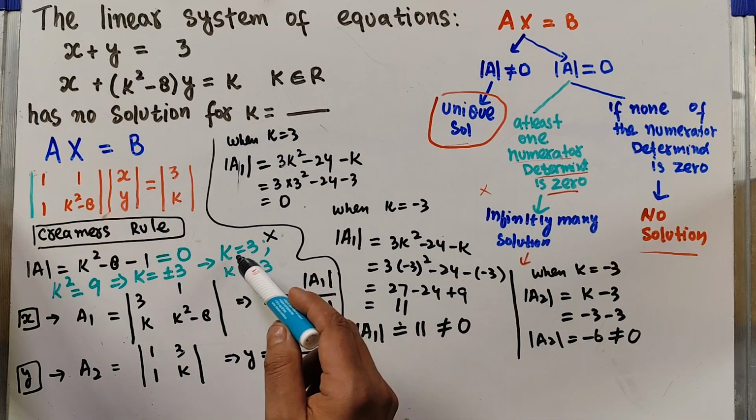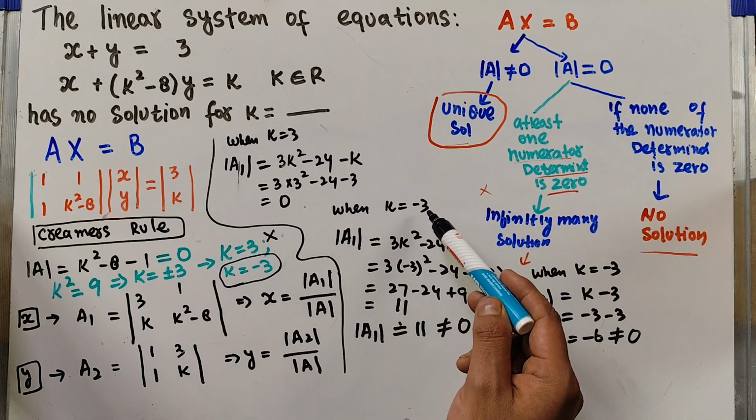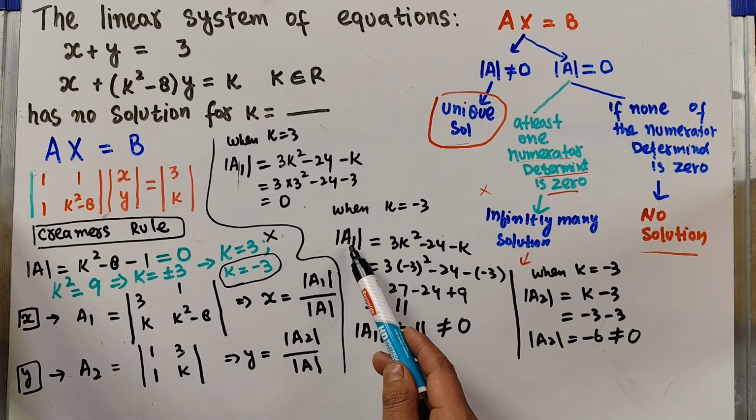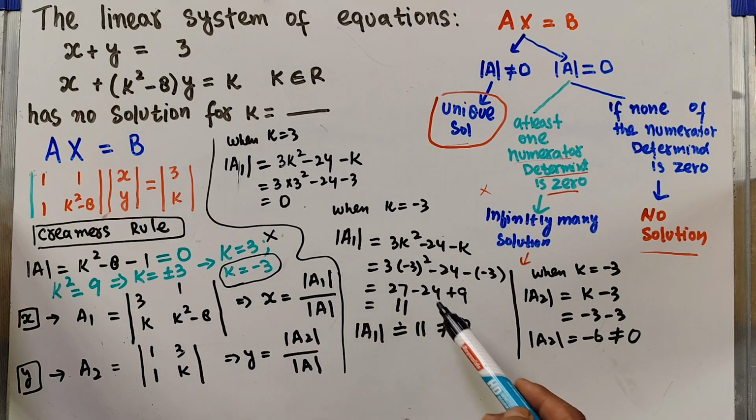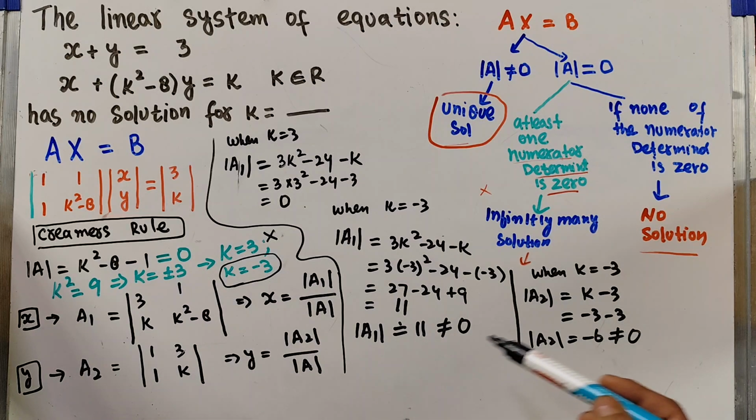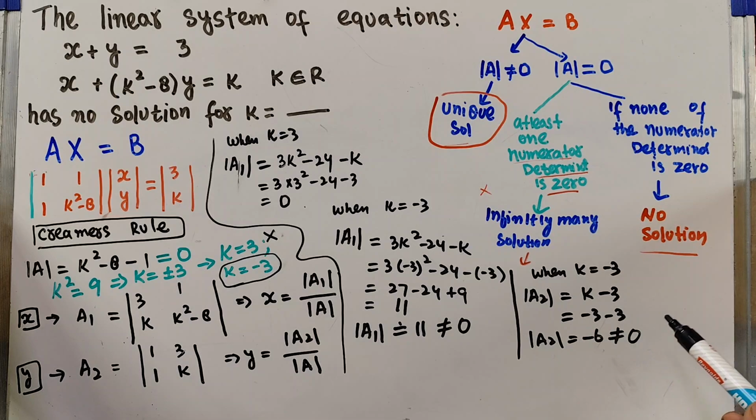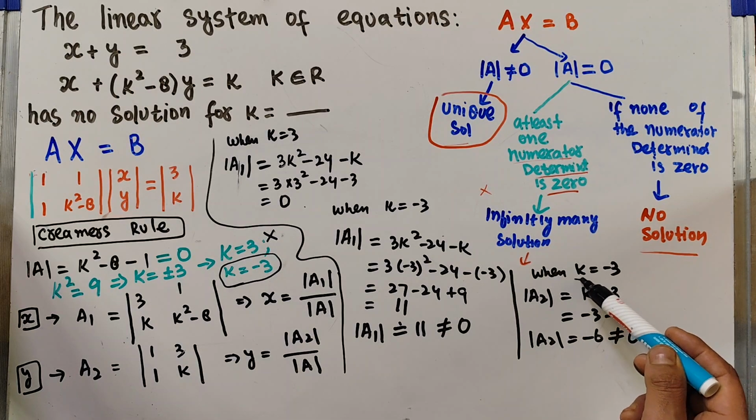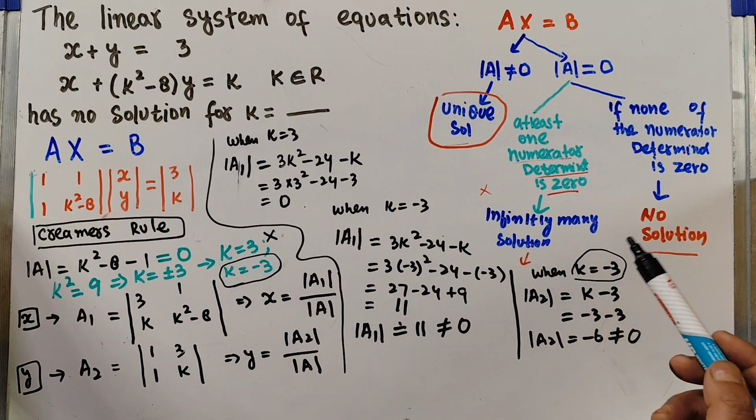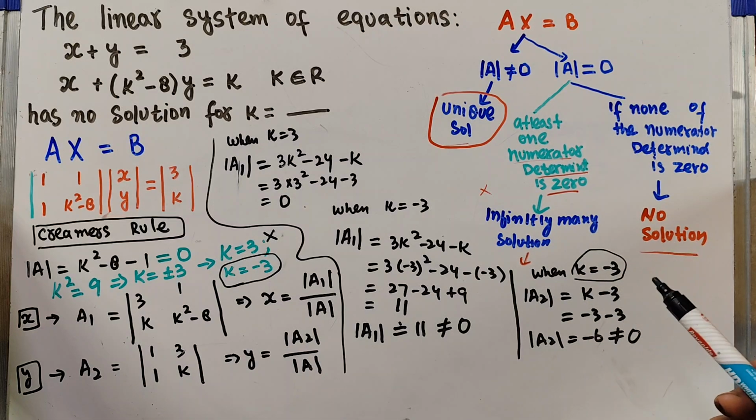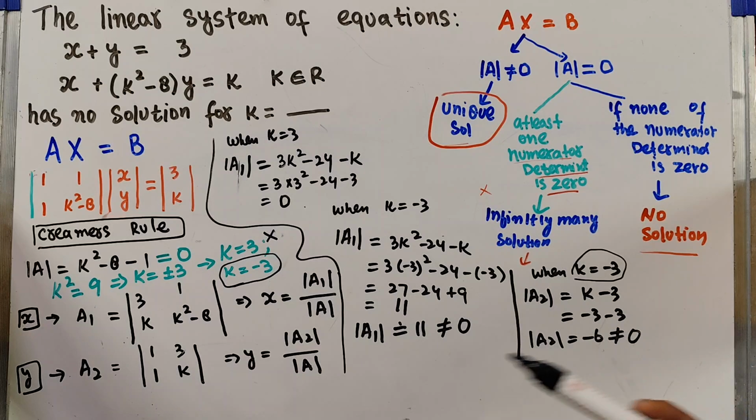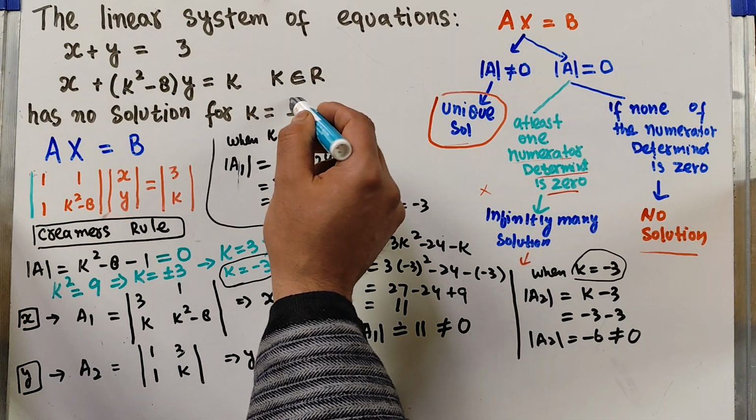So we switch from k is equal to 3 to k is equal to minus 3 to check. When k is equal to minus 3, we can see the determinant of a1, which is the numerator determinant, is not equal to 0. And similarly we check for a2. Here you can see a2 also comes out to be not equal to 0 when k is equal to minus 3. That means the system of equations will have no solution only when the value of k is -3.